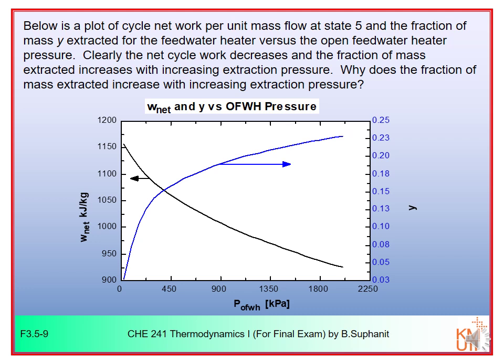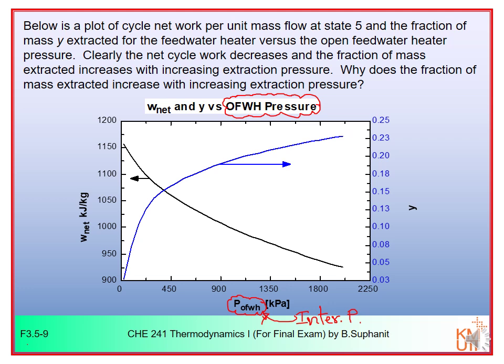Now, someone might be wondering, what should be the intermediate pressure that we should operate? The pressure of the OFWH, P OFWH here, is the intermediate pressure in our regenerative cycle. What should be the intermediate pressure that we should operate?